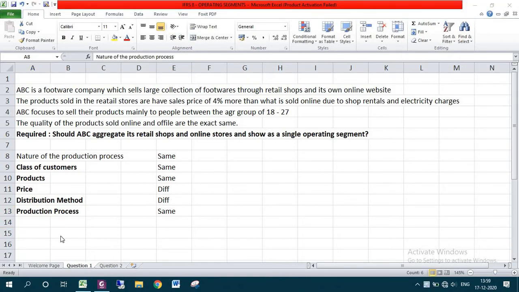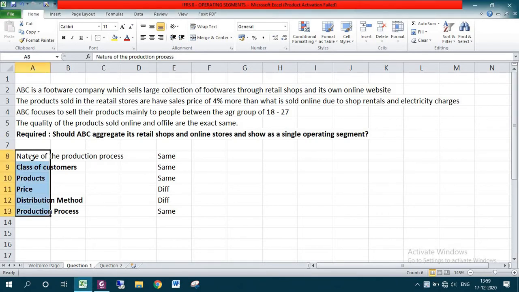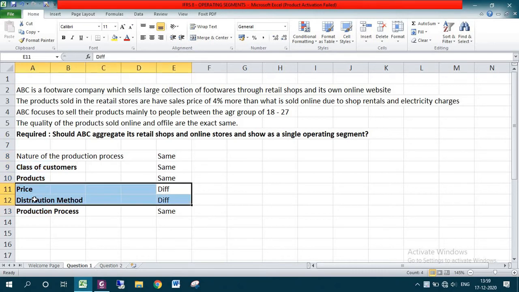So with all this data, can we aggregate these online and offline stores? Yes, we can aggregate, as most of the criteria are being satisfied. I mean, 1, 2, 3, 4, 5, 6, we have identified 6 criteria, and 4 of them are same, only 2 are different, so the majority of the criteria are being satisfied. So we can aggregate the online stores and offline store of ABC. Everyone understood the concept? If not, please see the example once more to make it thorough.